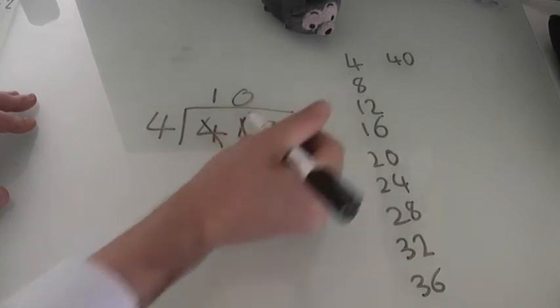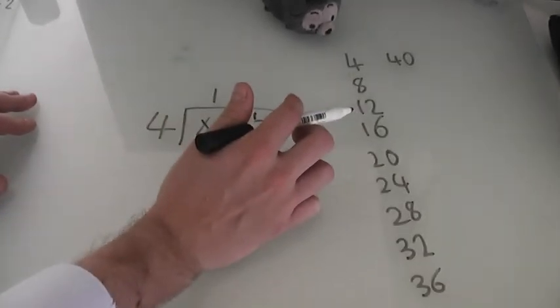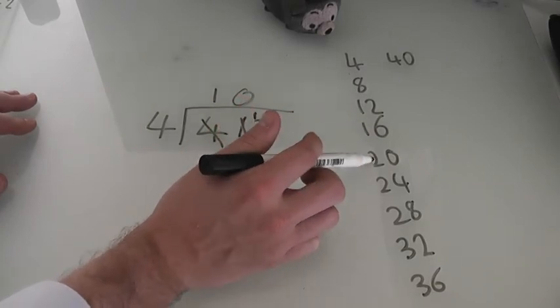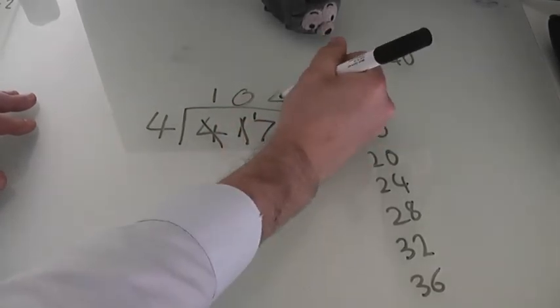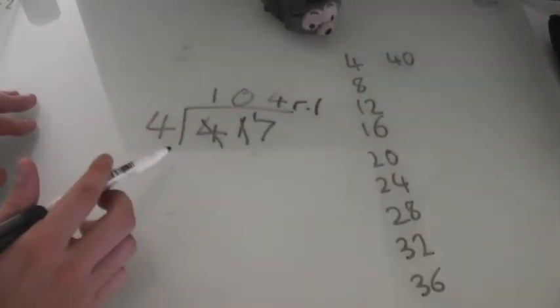So we cross it out, carry it. How many 4's go into 17? 1, 2, 3, 4. Can we go any higher? No, we can't. So we put 4, remainder 1. So there's your answer. 104, remainder 1.